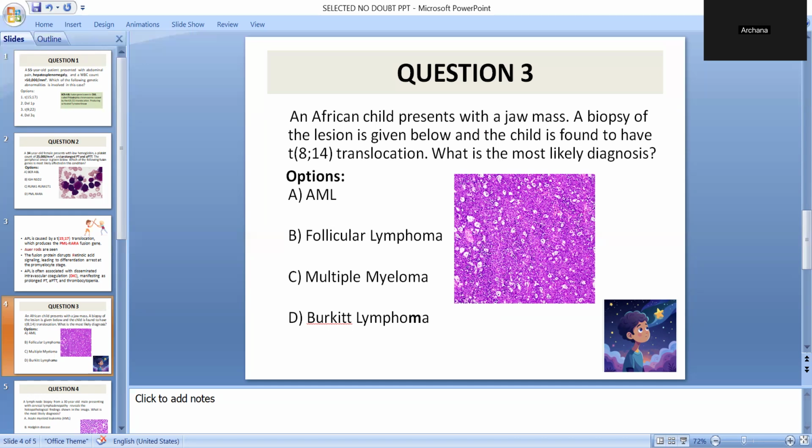So distractor A is immediately ruled out because whenever there is a mass, the ending of the answer will always be -oma, -oma, -oma.